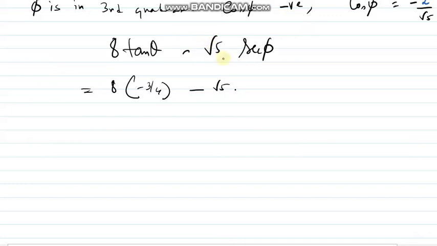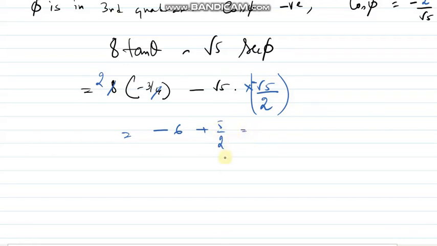Okay. So it will be minus root 5 into this divided by 2, and if I simplify, the first part will be minus 6. And this will be minus root 5 divided by 2, so it will be plus 5 divided by 2. If I take 2 as LCM, minus 12 plus 5. So the answer is minus 7 divided by 2.